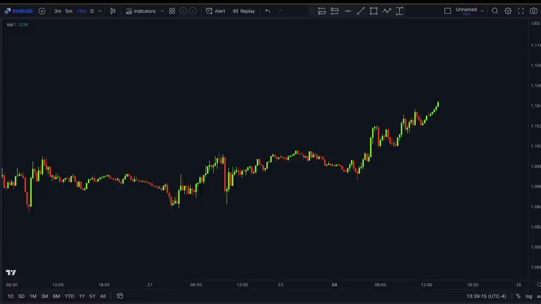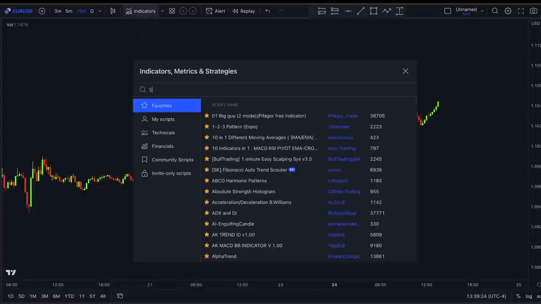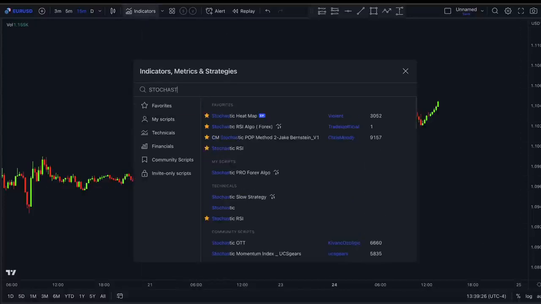So, the strategy is based on the stochastic RSI. I'm sure you're familiar with this indicator, if not, don't worry, I will explain everything you need to know about it in a second. In order to add it to your chart, simply head over to the indicators and type stochastic. You'll find it under technicals.